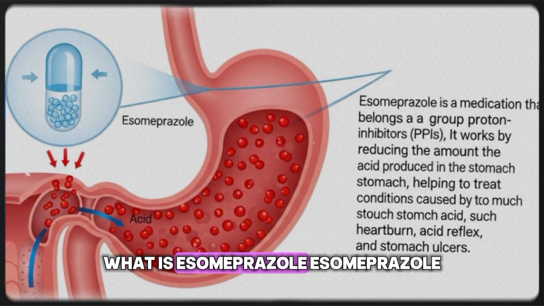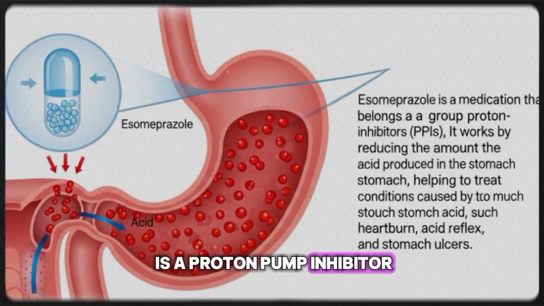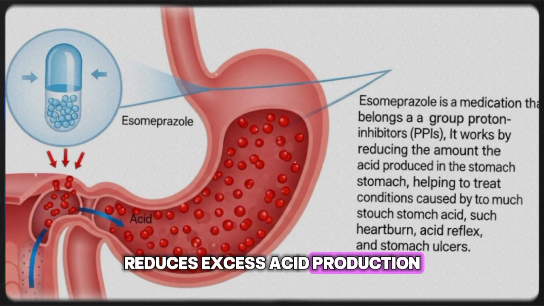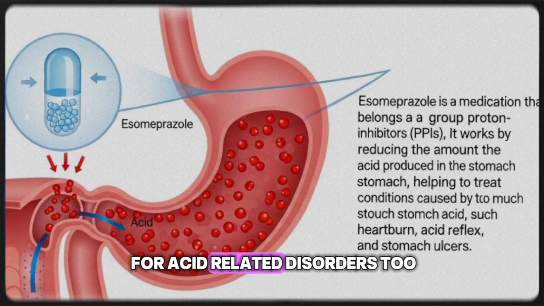What is esomeprazole? Esomeprazole is a proton pump inhibitor, PPI, medicine. It reduces excess acid production in the stomach and is mainly used for acid-related disorders.